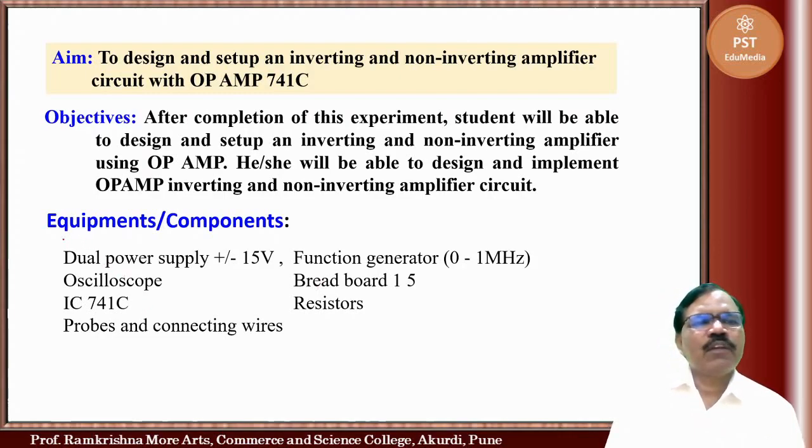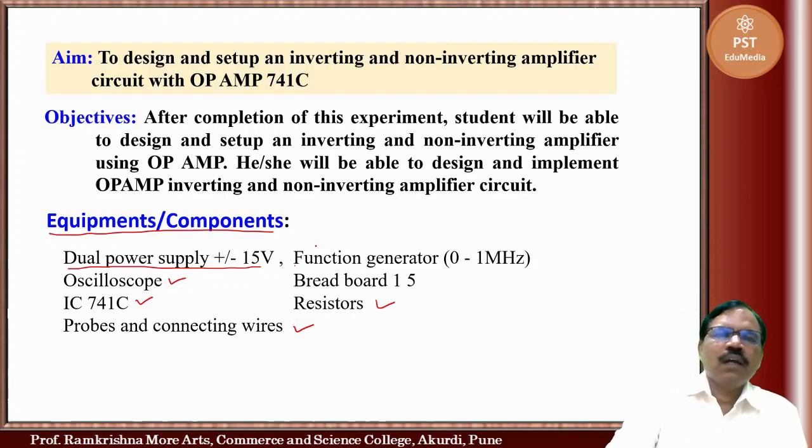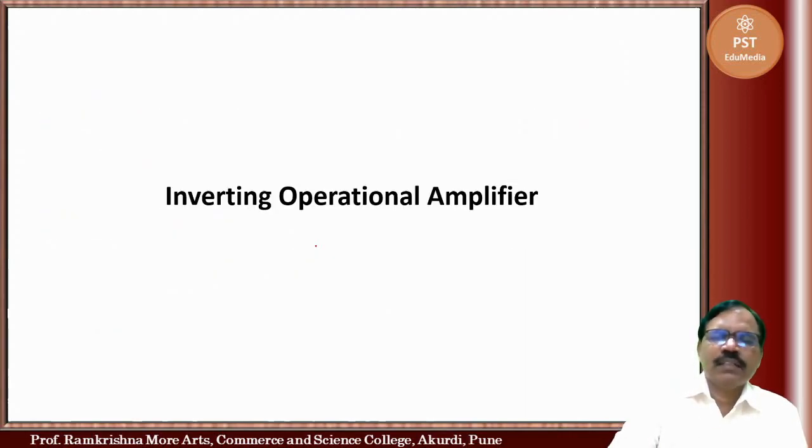What are the equipments and components needed here? We require a dual power supply of 15 volt, a function generator to give AC input, an oscilloscope, breadboard, IC741, resistors, probes and connecting wires. These are our requirements. Now, in this lecture we will study the inverting operational amplifier.